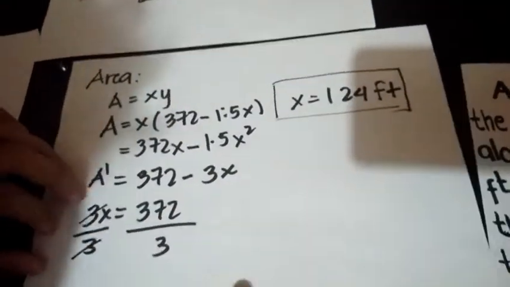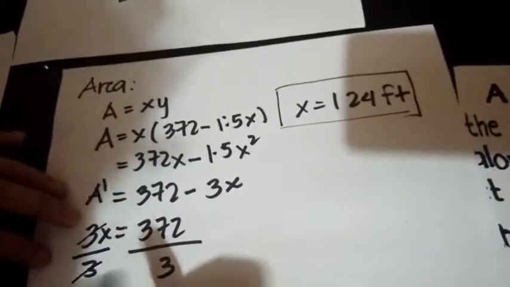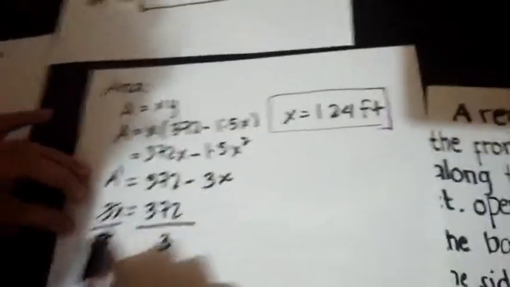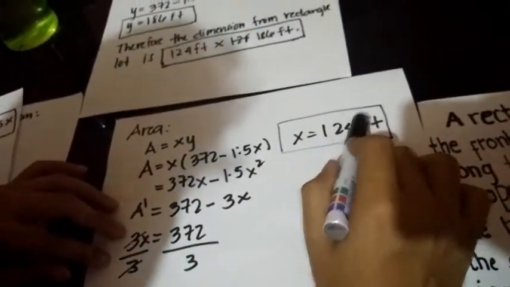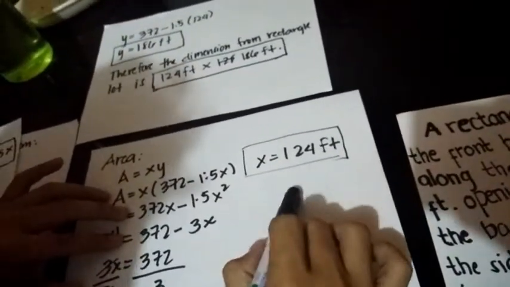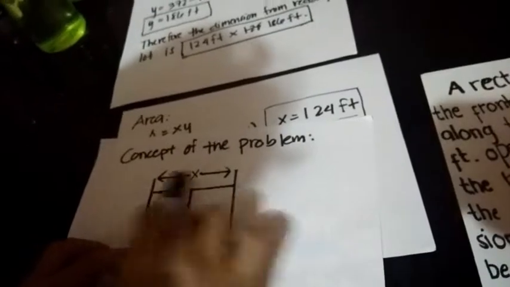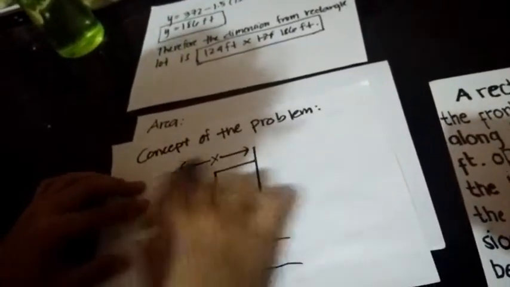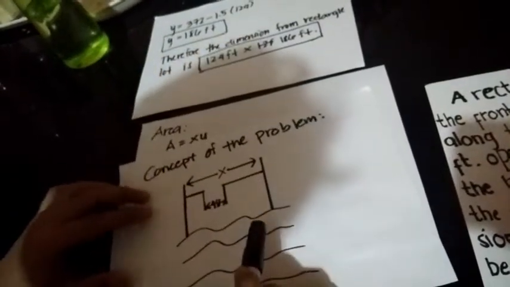Like we said earlier, we must only find the variable. So we must cancel this so the x will only be left. So 372 divided by 3 is equal to 124 feet. Therefore, the x of the rectangular lot is 124 feet. So x has already been found.